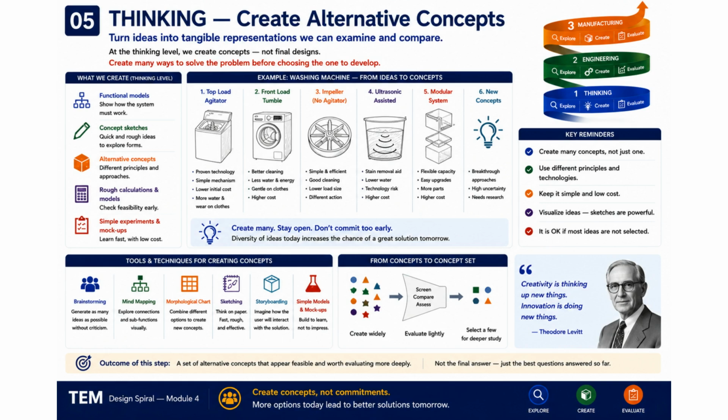A concept might be represented by a simple sketch, a functional diagram, a rough model, a few calculations, or a very simple experiment. For our washing machine, we might create concepts based on an agitator, a rotating drum, an impeller, ultrasonic assistance, or an entirely different washing principle. At this stage, speed and variety are more valuable than detail. We should create several concepts using different physical principles and technologies rather than developing one idea in great detail. Tools such as brainstorming, mind maps, morphological charts, sketches, and simple mock-ups help us do this systematically.